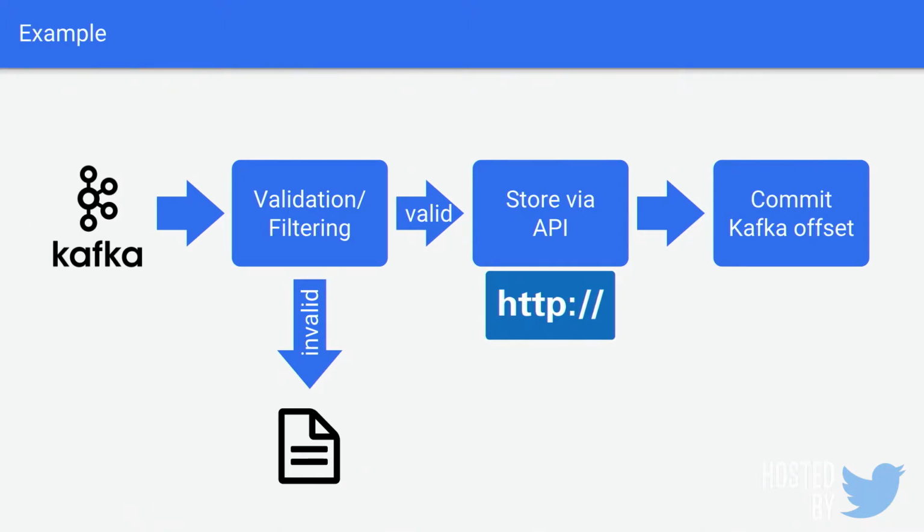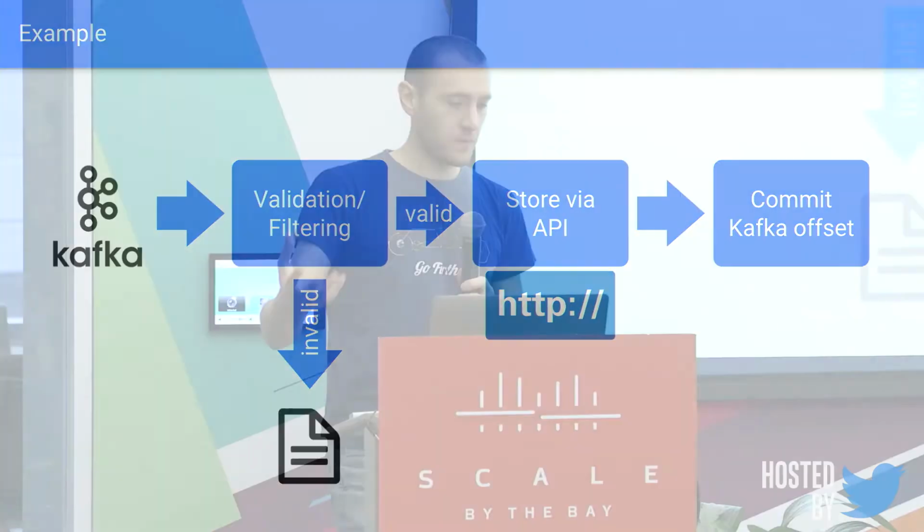So we have a streaming app that you see here. You're consuming from Kafka. You have some processing logic. You mark some elements as invalid. You want to log them, send them to a log file. You mark some of them as valid. You want to put them through, store them somewhere using some HTTP API, and then at the end commit the Kafka offset. This is a pretty common pattern when consuming from Kafka in general and when writing data pipelines.